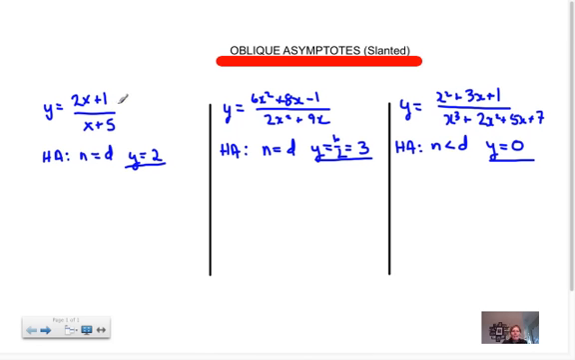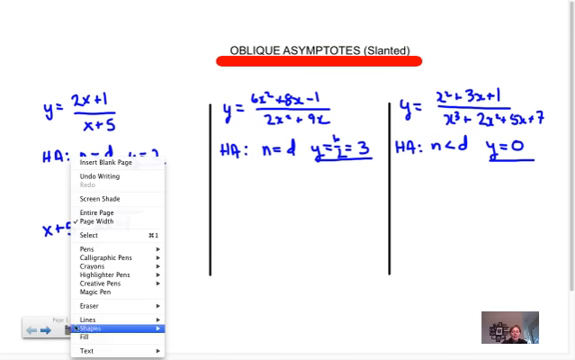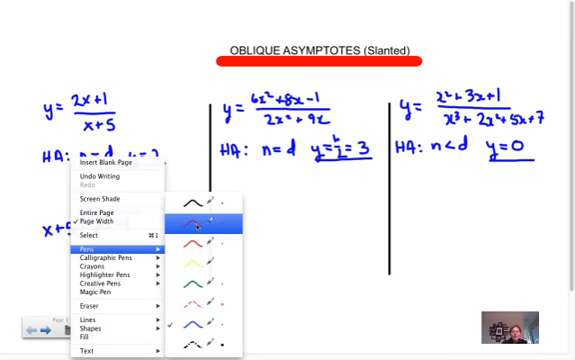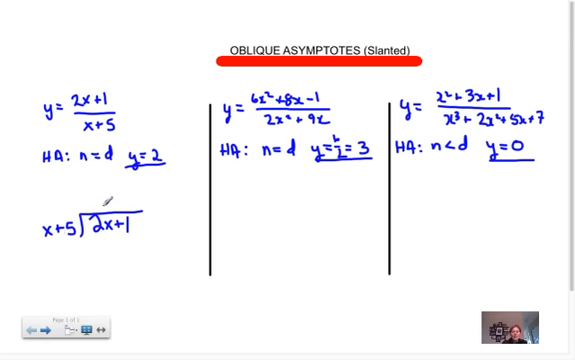So what I'm going to do is take 2x plus 1 and divide it by x plus 5, and see what I get. Okay, I'm going to change colors here because it's very exciting. Here we go. So x goes into 2x 2 times. 2 times x gives me 2x, and 2 times 5 gives me 10. And I subtract. 2x minus 2x is 0. 1 minus 10 is negative 9. And x does not go into negative 9, so I have 2 with some remainder.